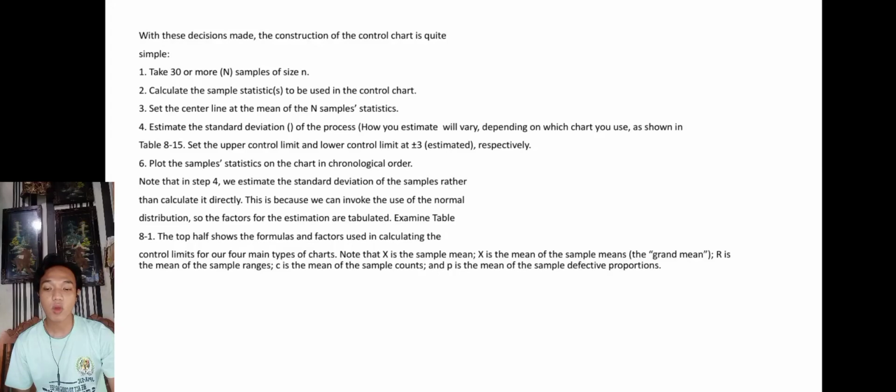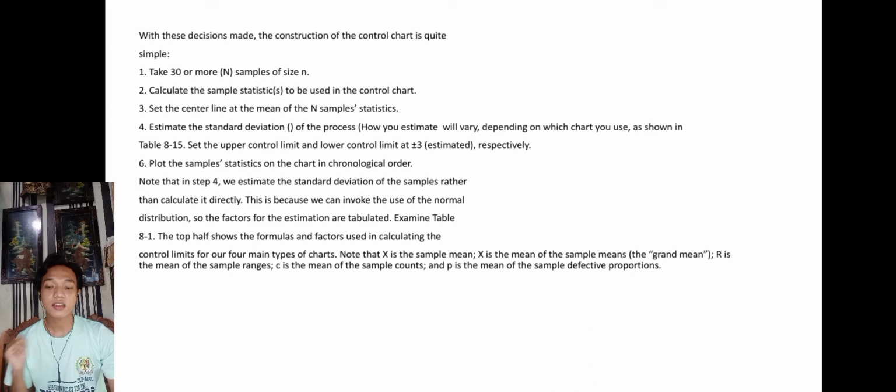The table 8-1. 5. Set the upper control limit and the lower control limit at positive and negative 3 estimated standard deviations, respectively. 6. Plot the sample statistics on the chart in chronological order. Note that in step 4, we estimate the standard deviation of the samples rather than calculate it directly. This is because we can invoke the use of the normal distribution, so the factors for the estimation are tabulated.